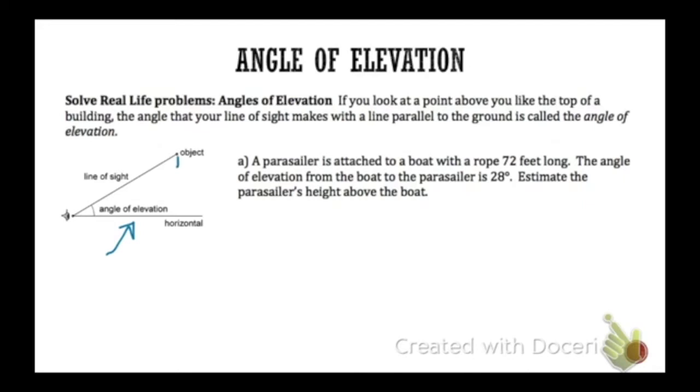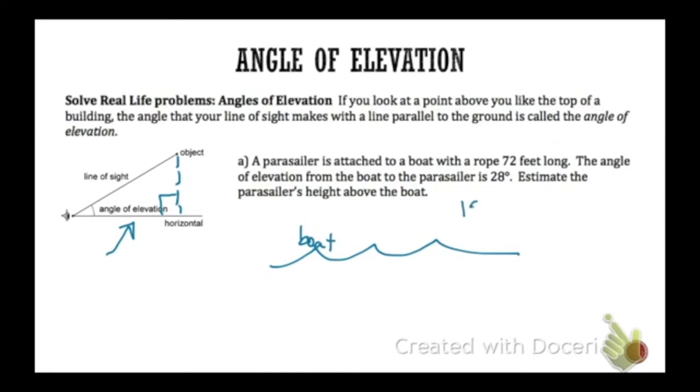When we have an angle of elevation and drop down the distance from the top of our sight line to the horizontal, we have a right triangle. So let's look at A and then let's set up a picture and solve the problem. A parasailer is attached to a boat with a rope 72 feet long. So here's my boat, and then here is my parasailer.